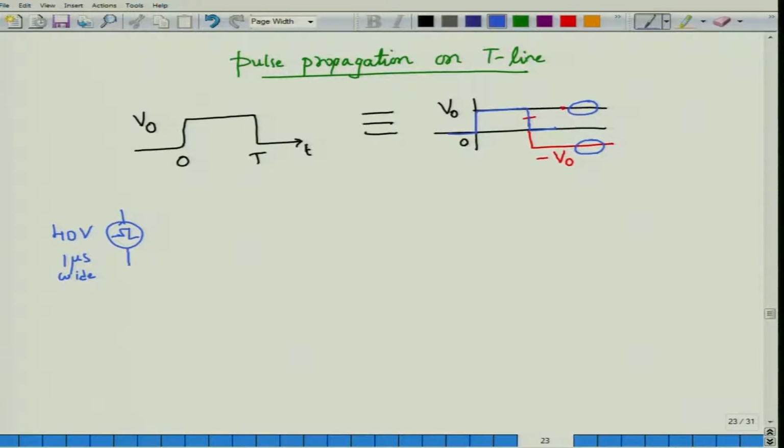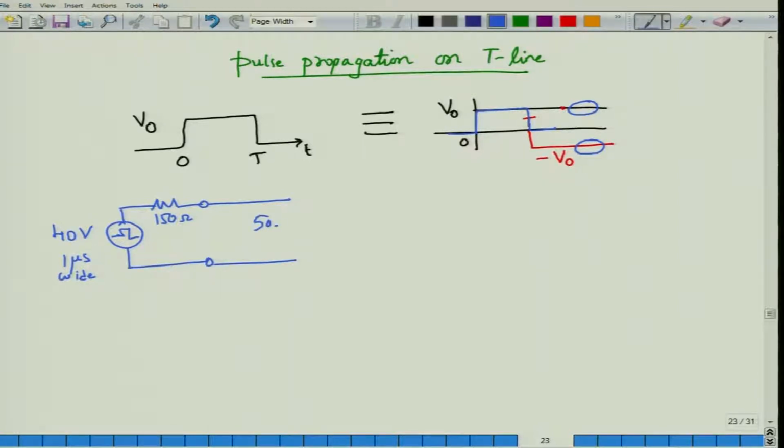This pulse voltage source is connected by a 150 ohm generator impedance to a transmission line. I am no longer writing a t equal to 0 kind of switch, because the pulse itself will begin at t equal to 0 and will be terminated at t equal to 1 microsecond.